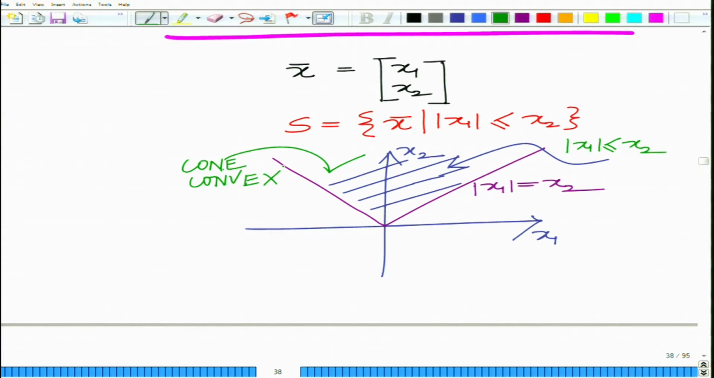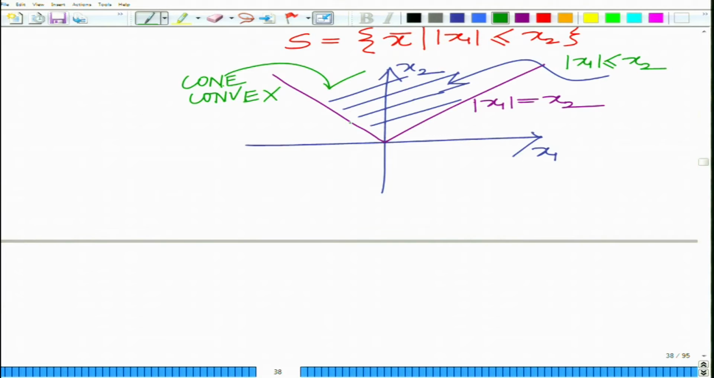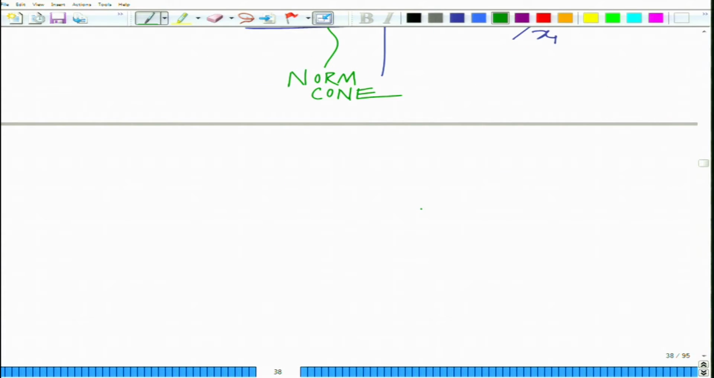So, this is termed simply as a cone, or also a convex cone. You are looking at a two-dimensional plane in which we are considering all the vectors such that magnitude of x1, that is the first coordinate, is less than or equal to x2. And this is a convex region. This is also termed as a norm cone, a convex cone or a norm cone.